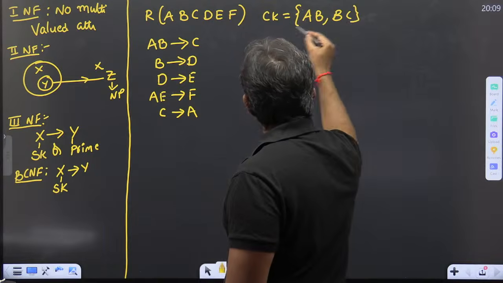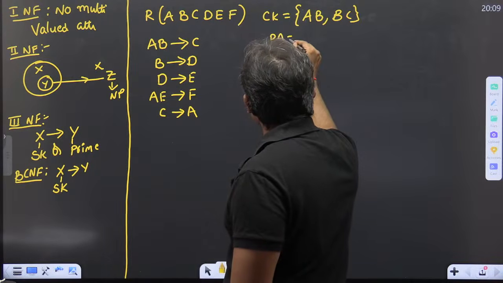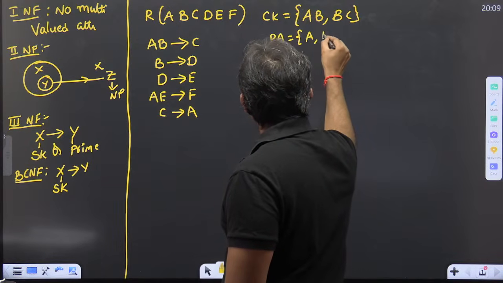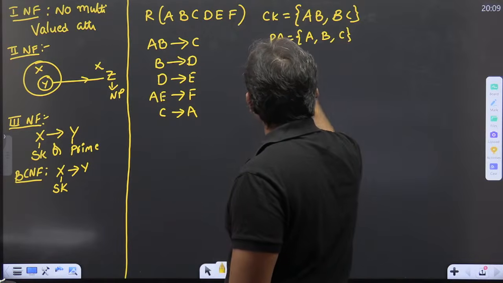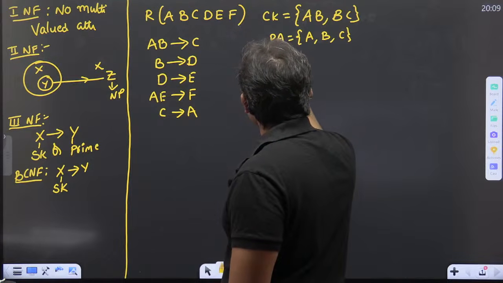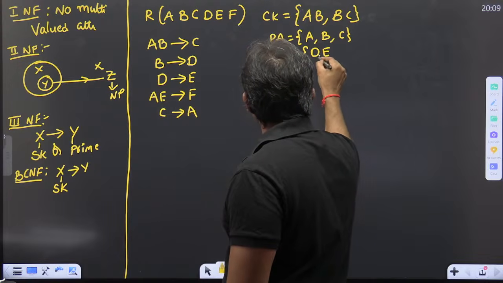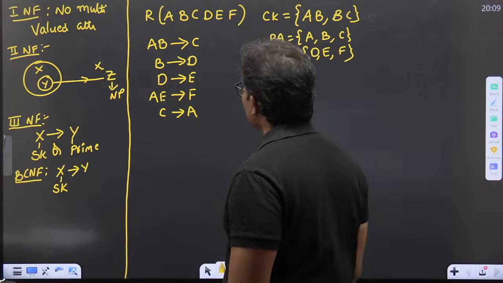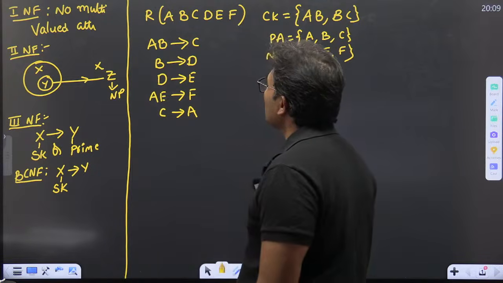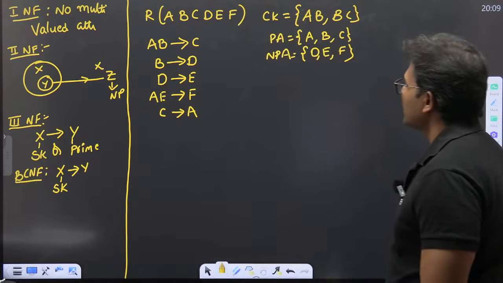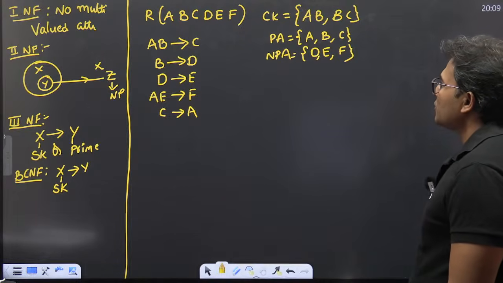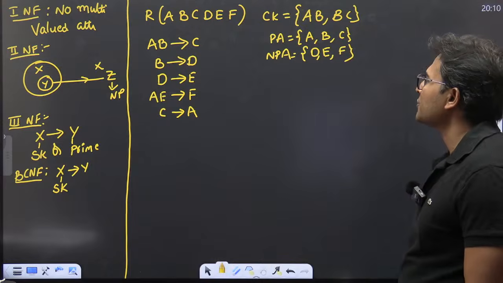Therefore, what happens? What are the prime attributes? A, B, and C are prime attributes. And what about non-prime attributes? Non-prime attributes are D, E, F. D, E, F are non-prime attributes. They are also sometimes called key attributes and non-key attributes.